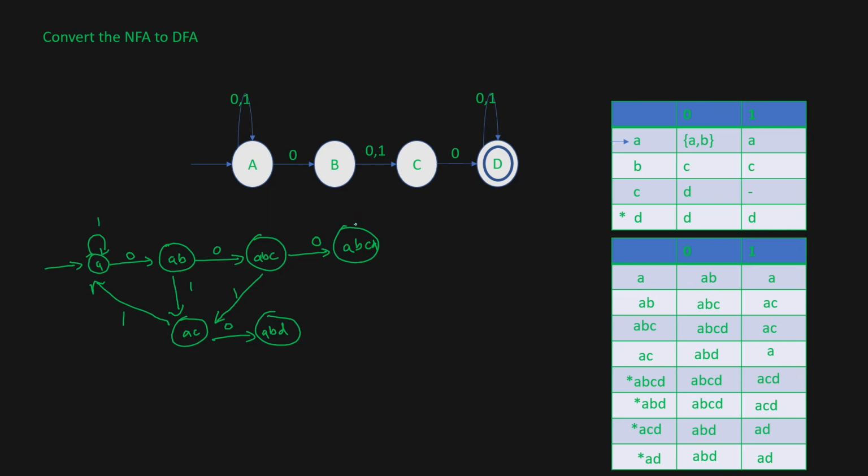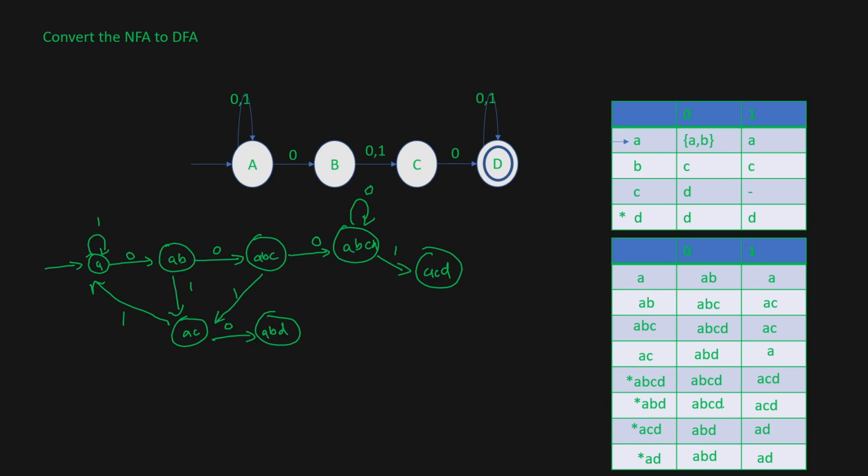Once that is done, you are going to check for state ABCD. You get input 0, you are going to stay in state ABCD itself, and you get input 1, you are going to go to state ACD. Okay, now what happens in state ABD?